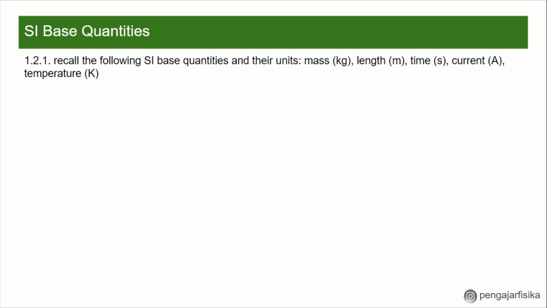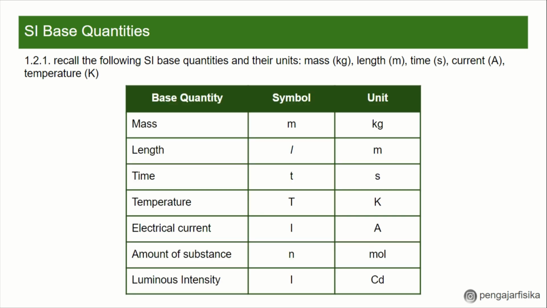current, and temperature. The International System of Units, or SI unit, is the standard in physics for consistent and accurate measurement. The SI system is built on 7 base quantities, each with its own symbol and unit. These include mass, length, time, temperature, electrical current, amount of substance, and luminous intensity. Here you can see a table listing these base quantities along with their corresponding symbols and units. Mastering this is essential for everything we do in physics.